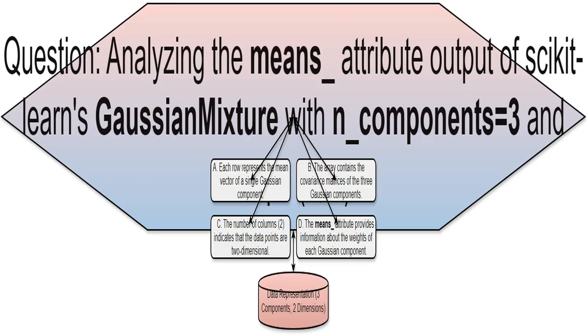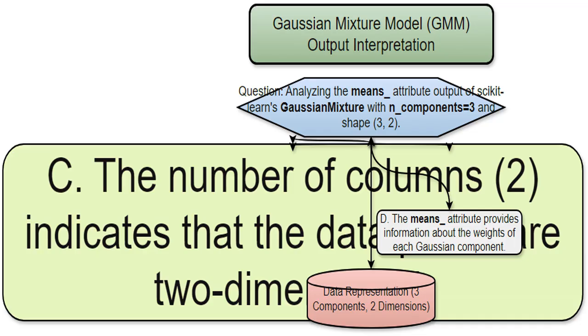The question focuses on understanding the means attribute, a key part of the GMM output. This attribute gives us the center or average for each of the Gaussian distributions we found. We'll see that the shape of the array itself gives us important clues. Okay, so the means attribute is represented as a NumPy array. The number of columns tells us the dimensionality of each data point. If it's 2, it means each data point has 2 features or variables. For example, it could be height and weight, or temperature and pressure.